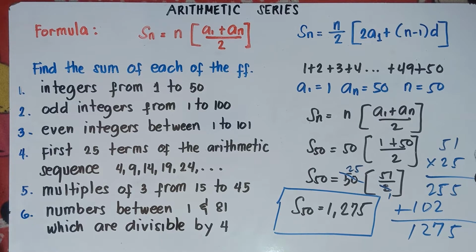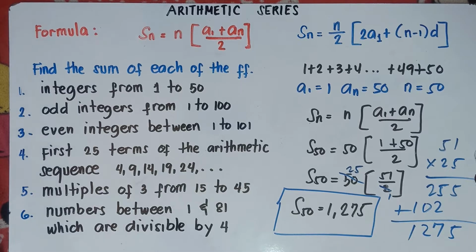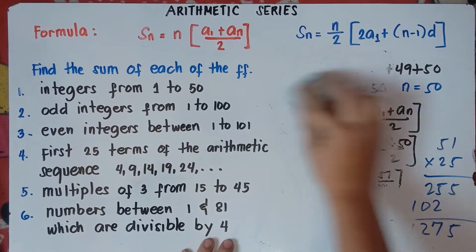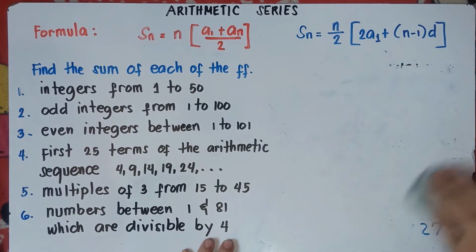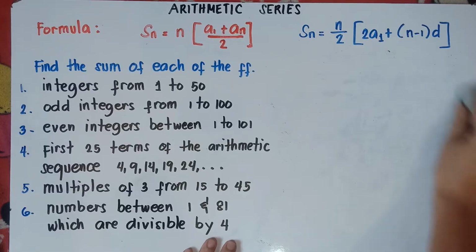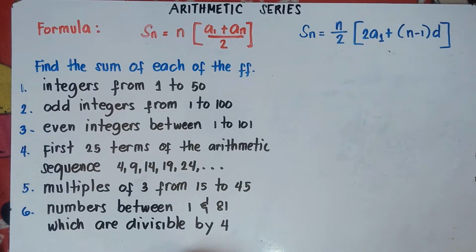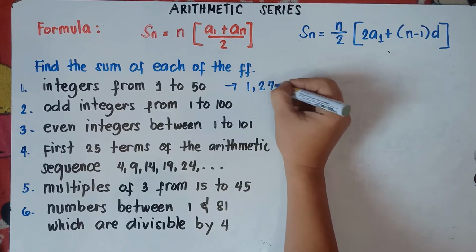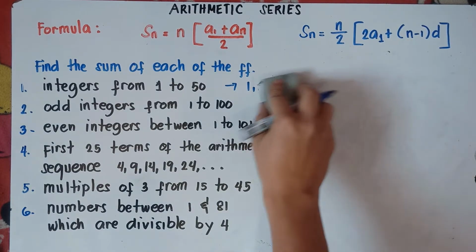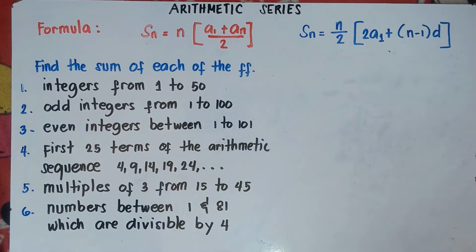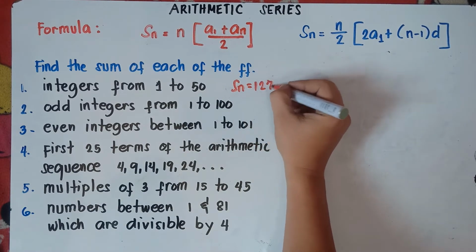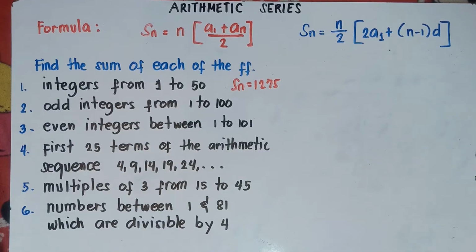All right, so let's answer number 2. So for number 1, that's 1,275. Let me just write it here. 1,275. We'll just put S sub n. S sub n is 1,275. Alright, let's try number 2.